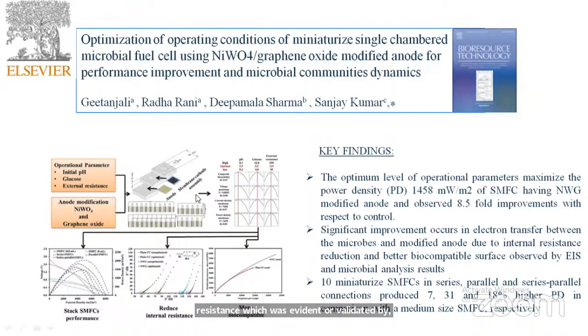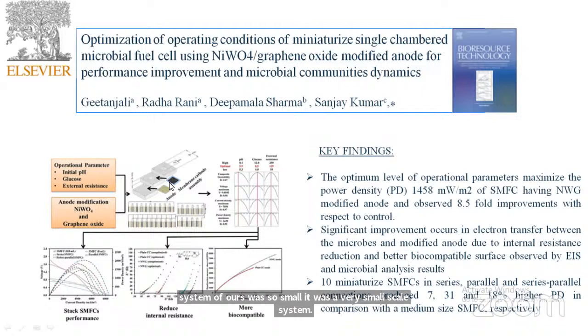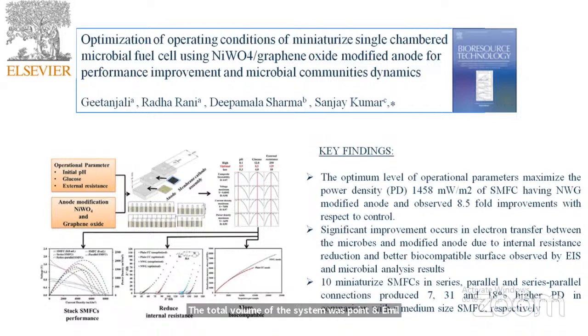Here the experiment was performed in a very miniaturized system. In fact, this microbial fuel cell system of ours was a very small scale system. The total volume of the system was 0.8 ml, and we got good results in that. This shows that NiWO4 and graphene oxide have good electrocatalytic properties, and good potential to be used in MFC or similar cells, fuel cells to be more specific.